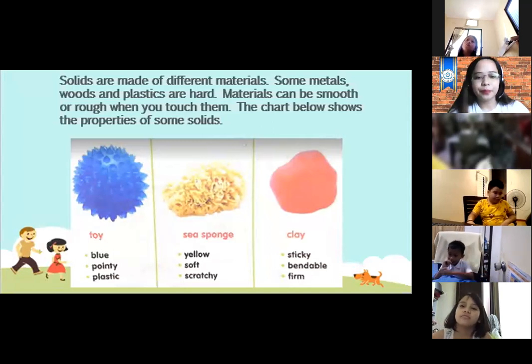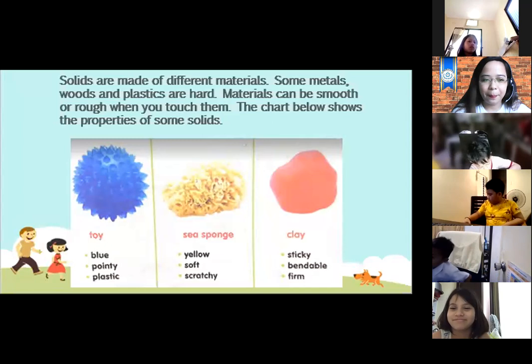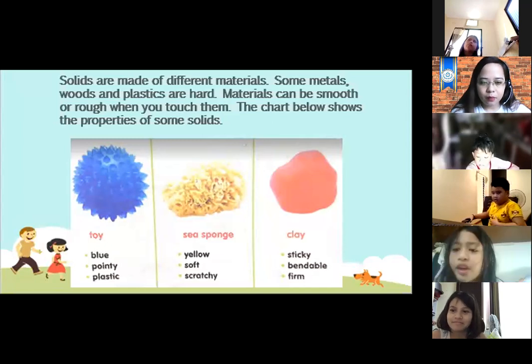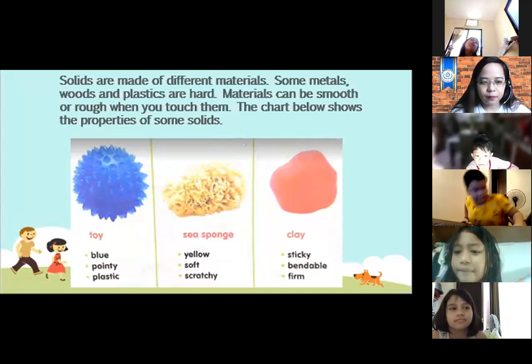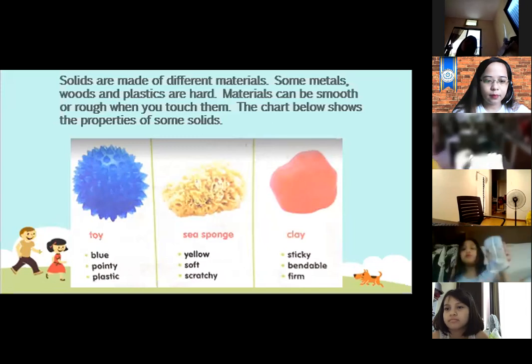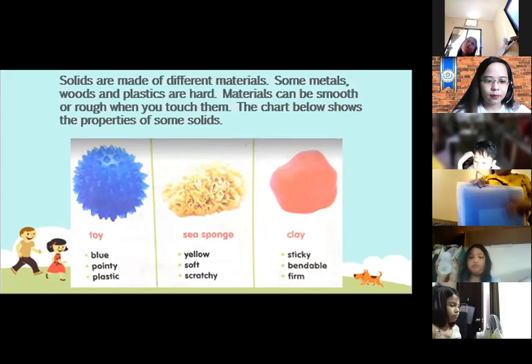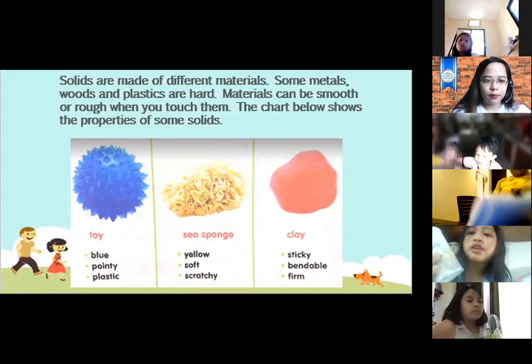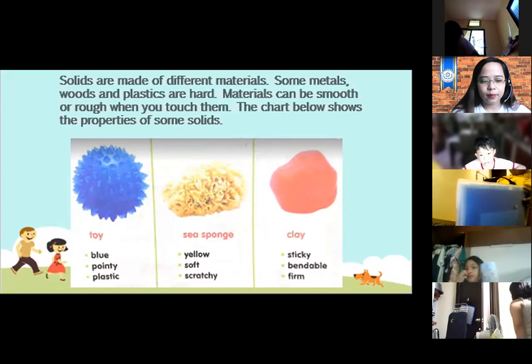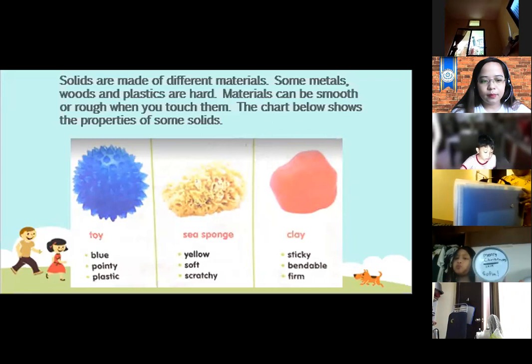Yeah, teacher, I have the same toy, like the blue pointy toy. I have the same in my house. I'll get a solid thing. This is my solid thing. And I have a solid ring. Teacher, this is my solid thing.